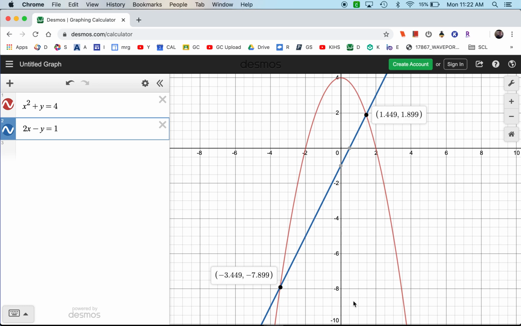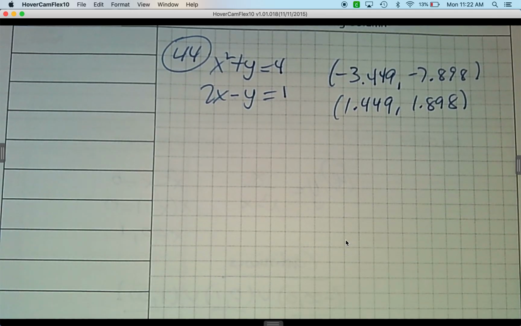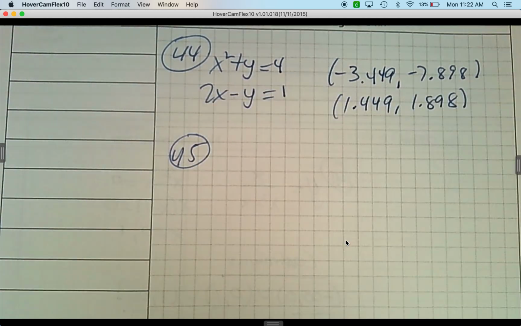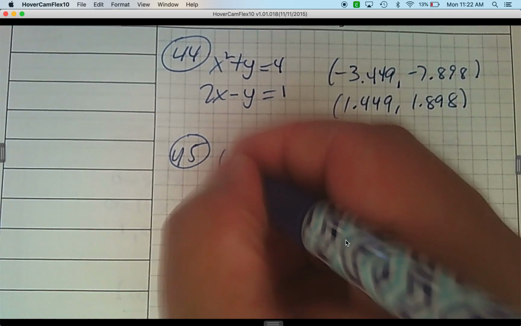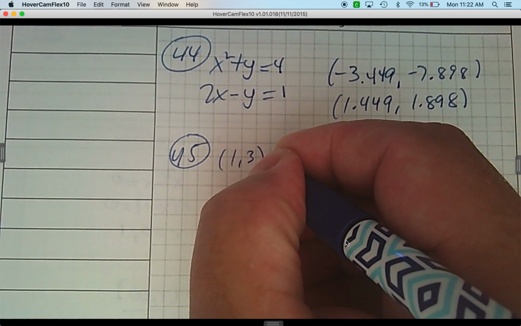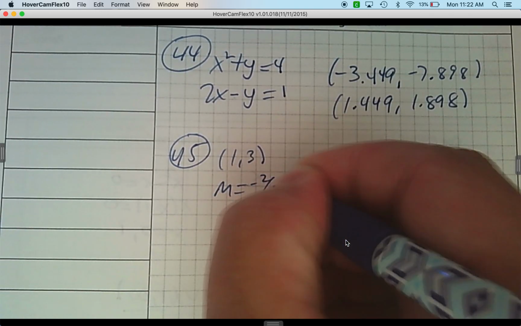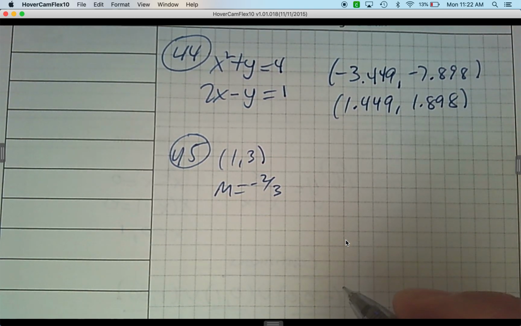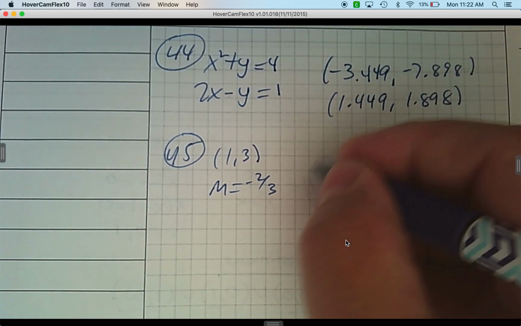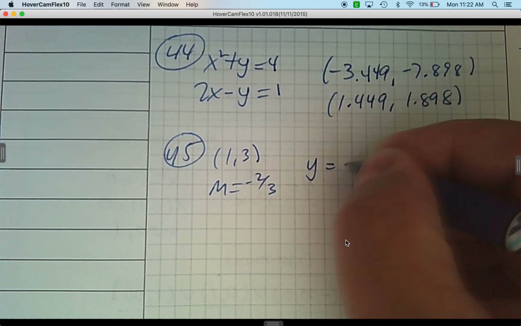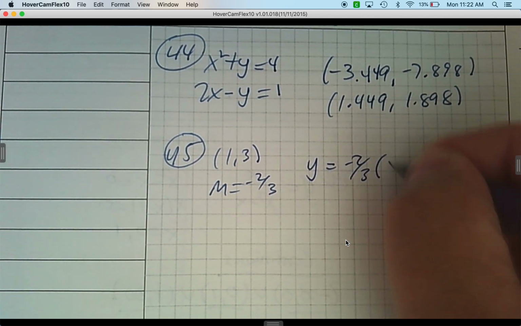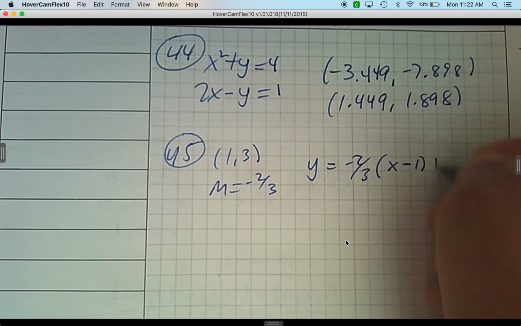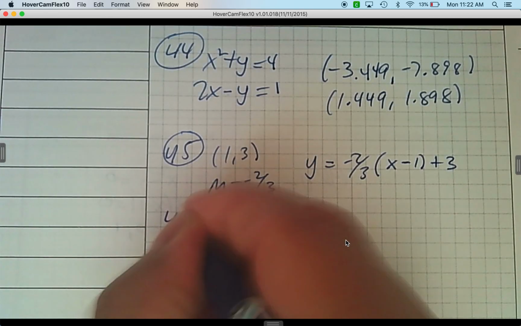All right, back here again. 45. Find an equation of a line. These are going to be hopefully quick questions. Can you write an equation of a line through 1, 3 and the slope negative 2/3? Yep. y equals the slope negative 2/3. Take the x coordinate, change the sign, keep the sign for the y, and there's your equation.